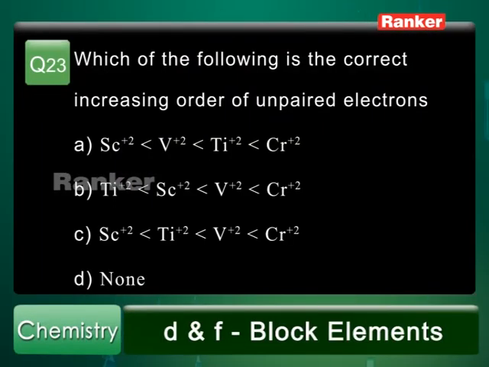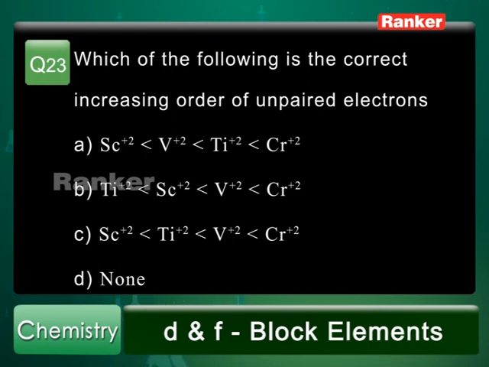23. Which of the following is the correct increasing order of unpaired electrons? Yes, this type of question has come before. Wherever such a question appears, take the ions first and see the unpaired electrons in them. Then you go for the options. Directly going and checking the answers causes a little bit of confusion.